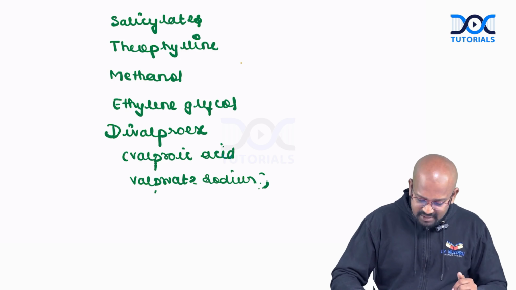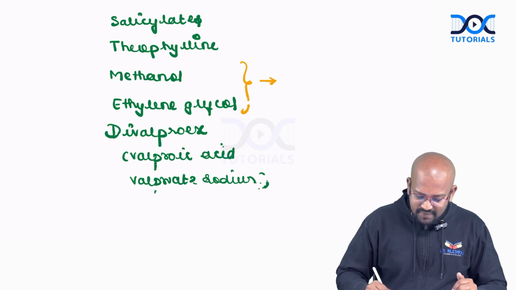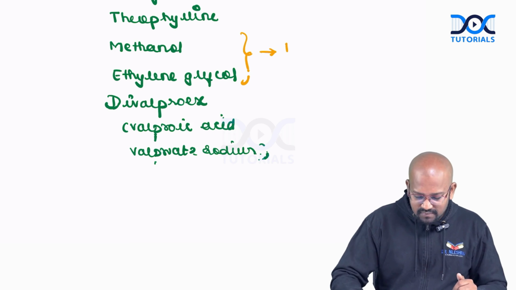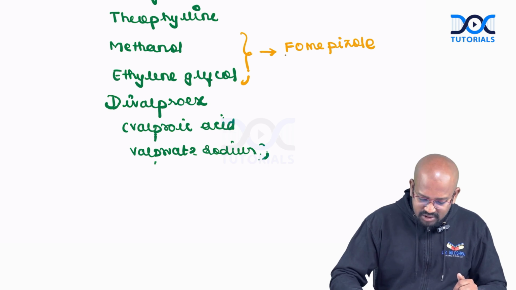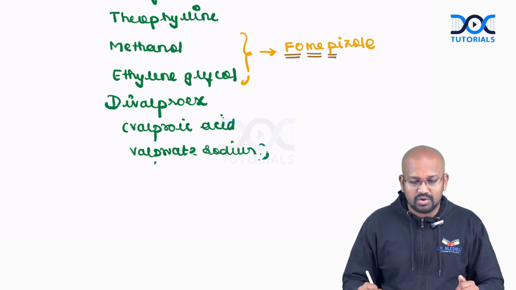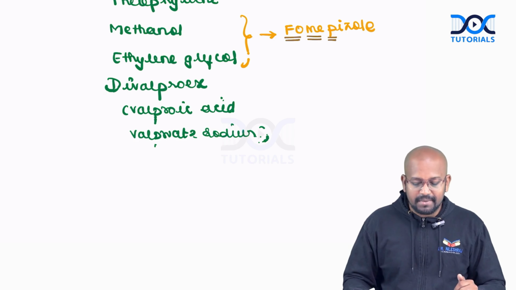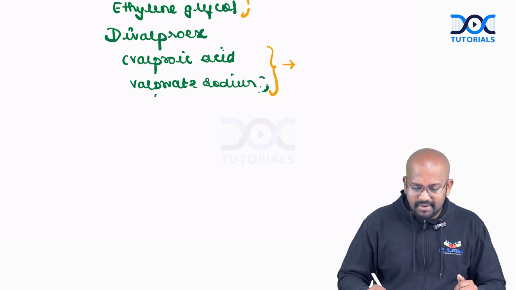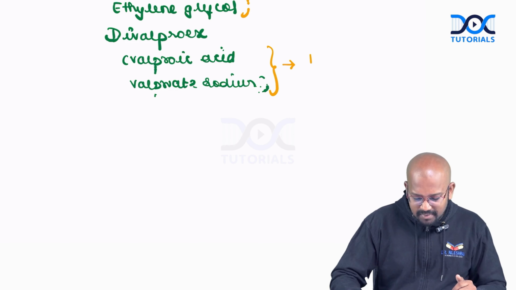Apart from that, we have methanol and ethylene glycol. Even though we can do dialysis, we have designed a specific antidote, which is fomepizole. How do we remember that? Simple concept. Fomepizole is used for methanol poisoning. Apart from that, we have divalproex, or valproic acid and valproate sodium. Patients might land up in hyperammonemia.